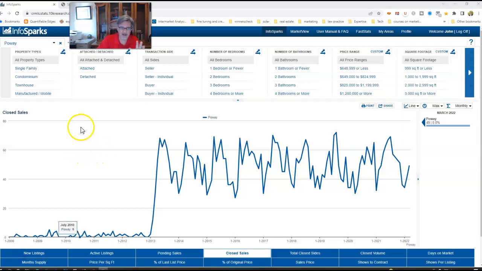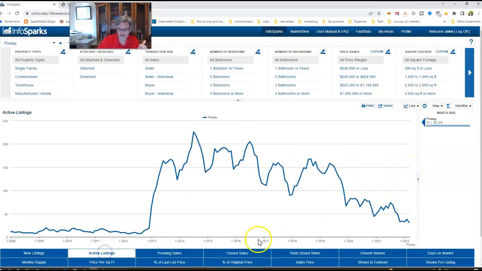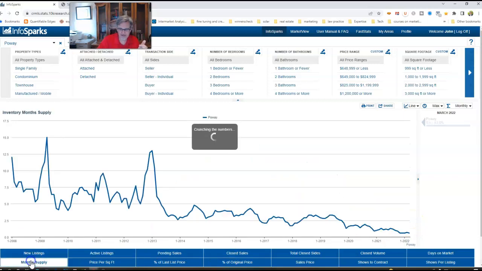We're going to look at some data and then we'll put it in context. So this is closed sales in San Diego. For March, this is April now, we did 49 sales. Active listings, we did 31. So that's why we go to month supply, which is 0.6 month supply. That's all-time lows here, an incredible seller's market.